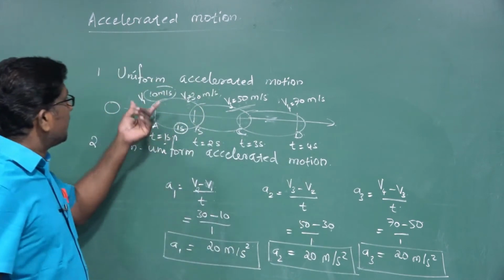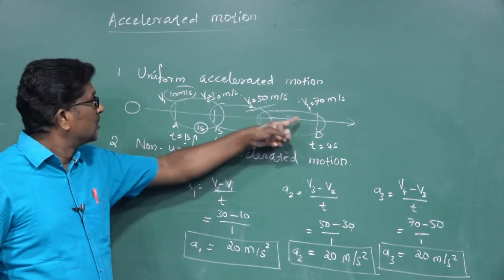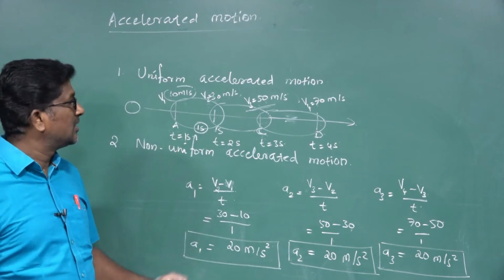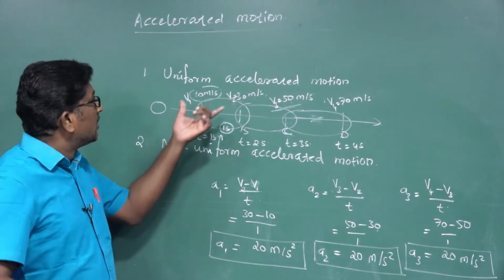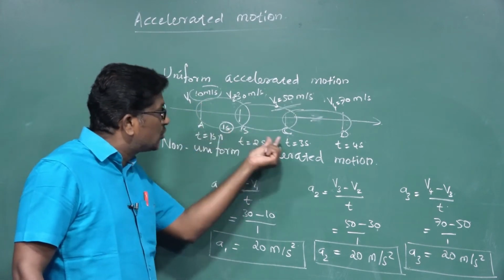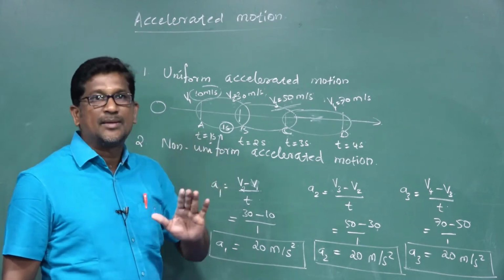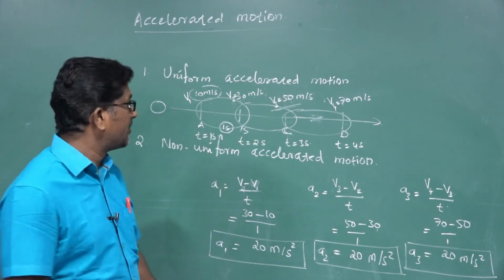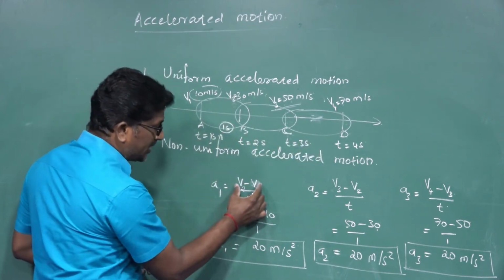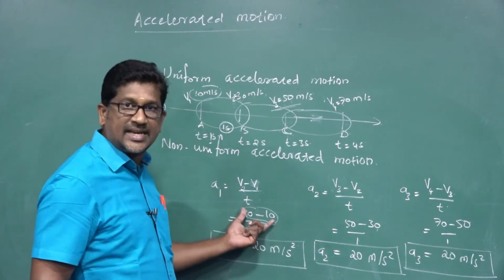Right, here the velocity of the particle changes with respect to time. So that is why this type of motion is called accelerated motion or non-uniform motion. And one more thing here, the change in velocity of the particle with respect to unit time. Unit time means if the time value is 1 second, then it is called unit time. So for every 1 second, the change in velocity of the particle is 20 meter per second.